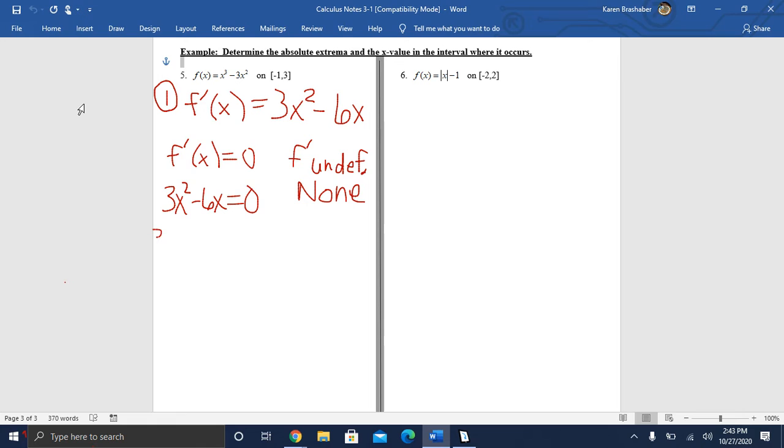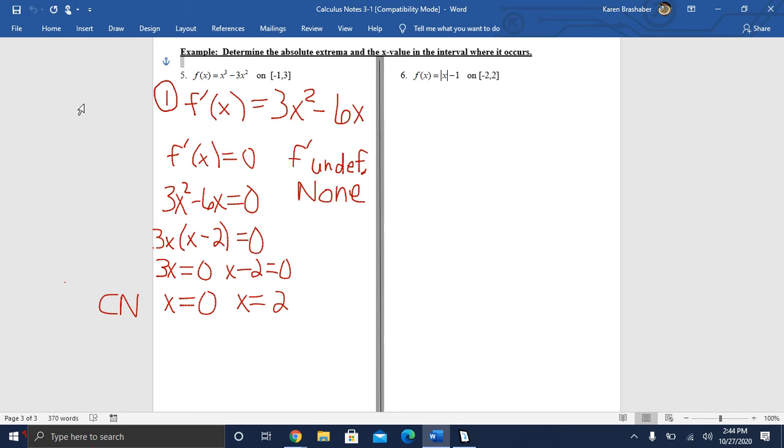So you do need to solve this by factoring out the greatest common factor. So we can factor out a 3x and then have x minus 2 equals 0. Setting each of those equal to 0, you would find that your critical numbers are x equals 0 and x equals 2. So that's step 1. You have found your critical numbers to be x equals 0 and x equals 2.